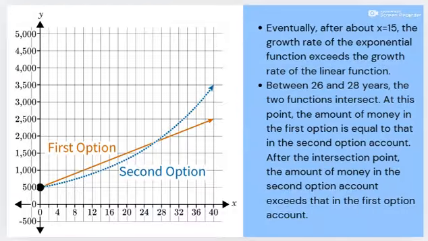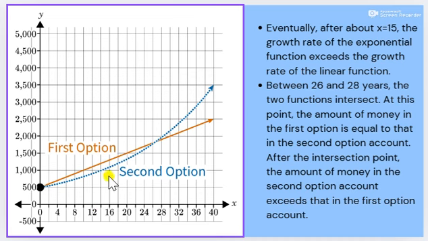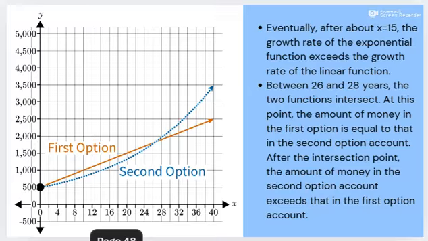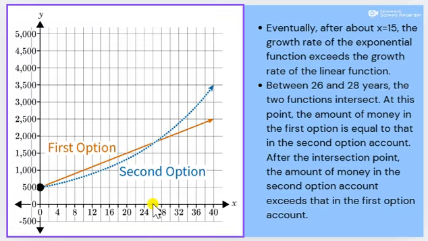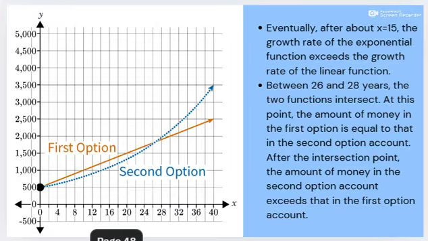Eventually, after about x equals 15, right about here, the growth rate of the exponential function exceeds the growth rate of the linear function. Between 26 and 28 years, right in here, the two functions intersect. At this point, the amount of money in the first option is equal to that in the second option account. After the intersection point, the amount of money in the second option account exceeds that in the first option account.